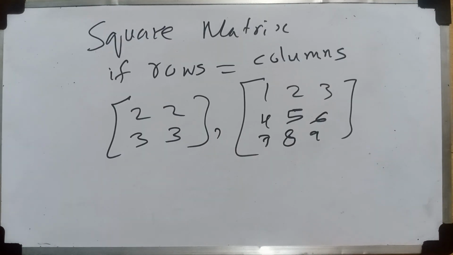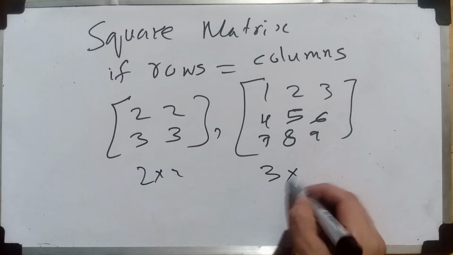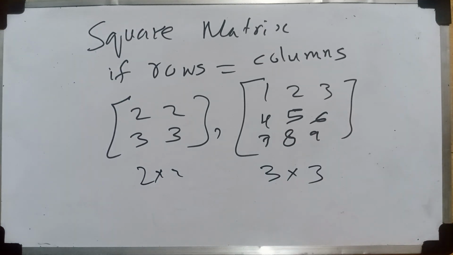Now, a square matrix is the opposite of a rectangular matrix. If the number of rows and columns are the same, it's a square matrix. So orders of 2 by 2 and 3 by 3 are called square matrices. Even a matrix with only one entry is also a square matrix because it can be classified as 1 by 1.